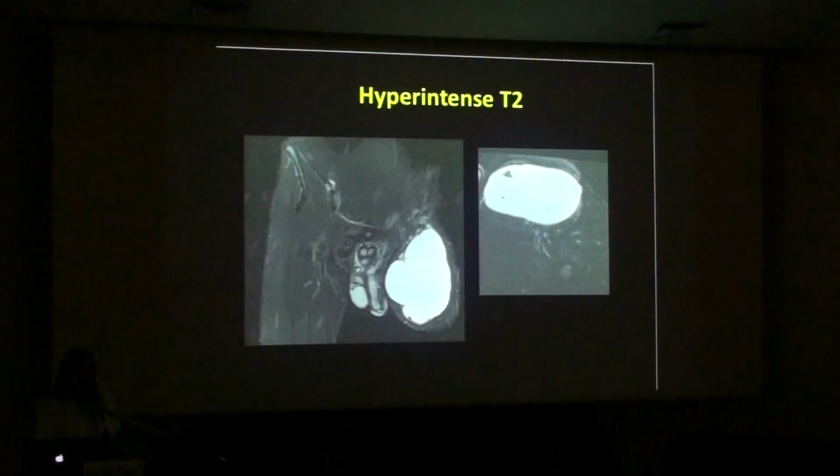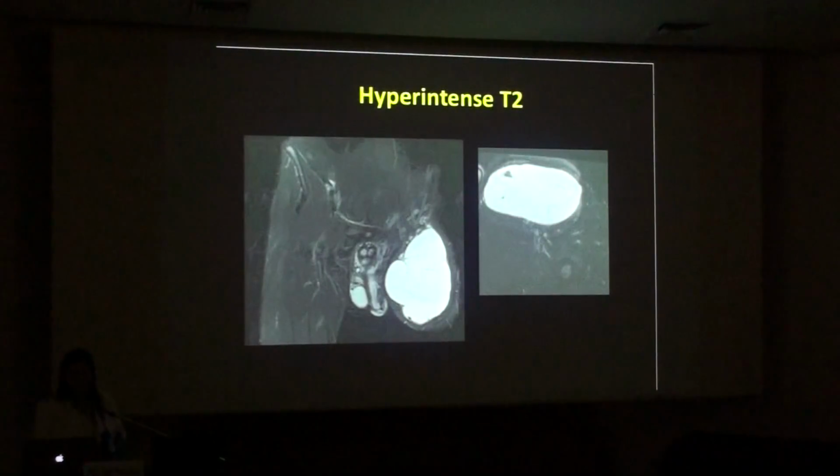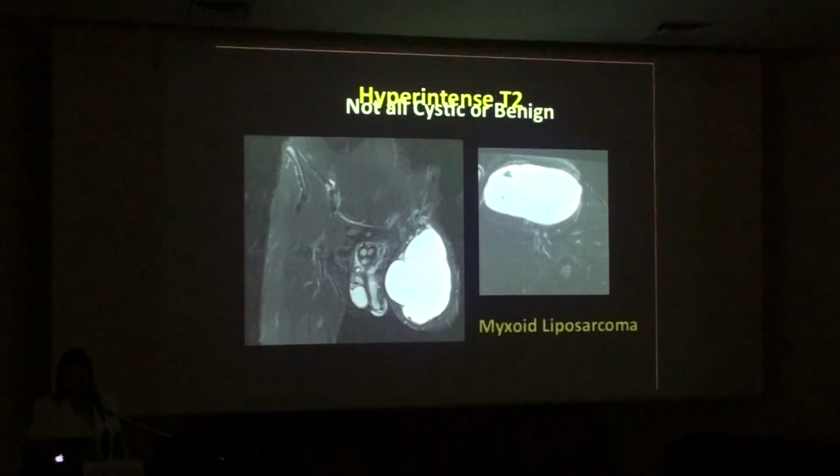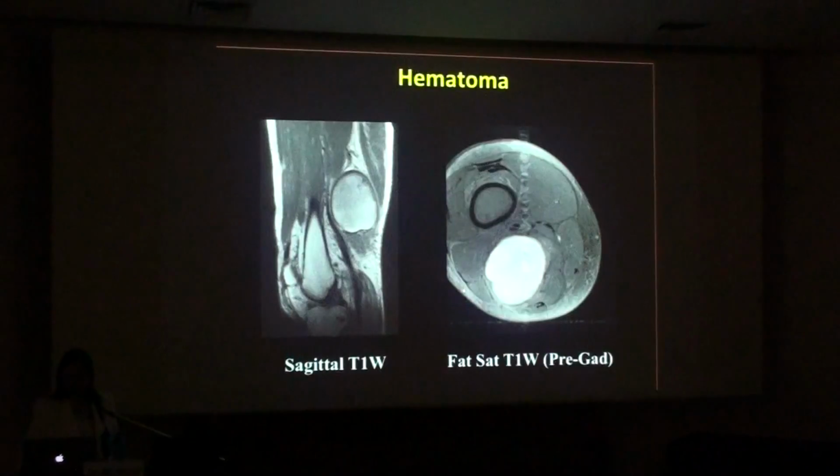As we said before, not everything that is bright on fat-saturated T2 weighted image is fluid, and this was another myxoid liposarcoma. Very bright on the T2 weighted images because of its myxoid content, but obviously enhancing because it's got solid components.